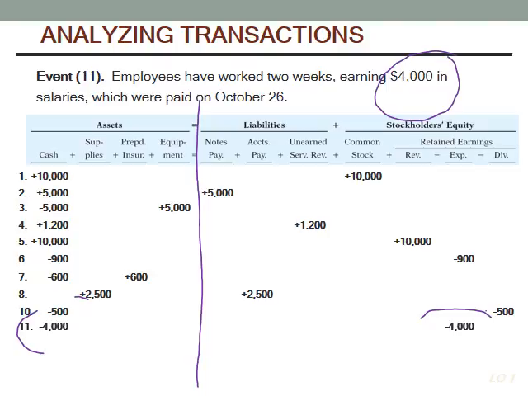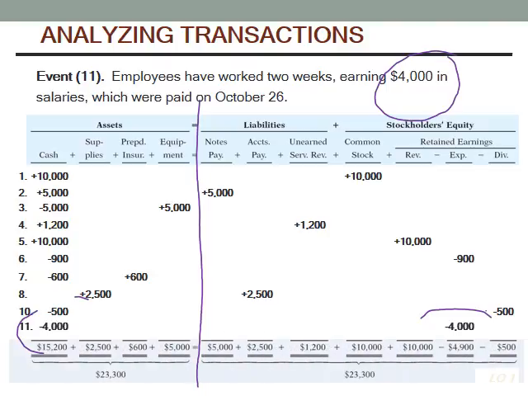All right, so that's analyzing transactions. You look at what was affected and how our increases and decreases are. From here, we can start talking about debits and credits. But first, I need to teach you the rules of debits and credits. Oh, and before I do that, I should show you that we can total everything, right? So we can total our cash and know how much cash we have, and supplies and prepaid insurance and so on. And our total of our assets needs to equal our total of our liabilities plus stockholders' equity.